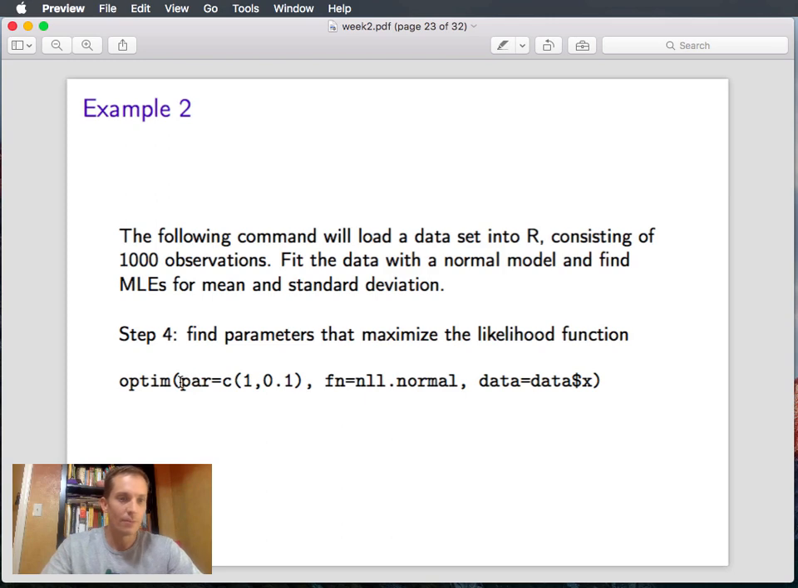Optim has 3 inputs. I input the initial parameters, which I put in this way. My initial parameter needs to be a vector where the first parameter is 1, and the second parameter is 0.1. This is like an initial guess at the mean and the standard deviation. The function that I'm going to minimize, or maximize if you will, is the NLL.normal function that I just defined. And finally, the data is those 1,000 observations, so it's data$x. So I'm going to pass all of that into RStudio.